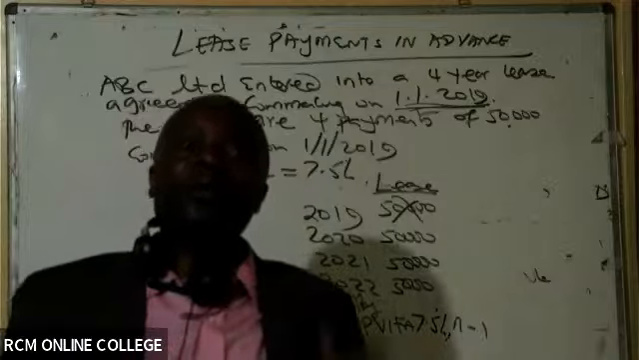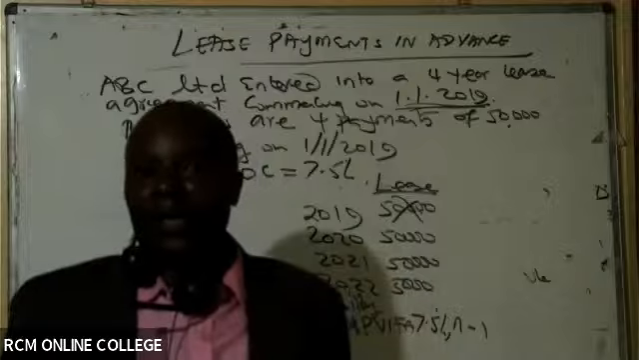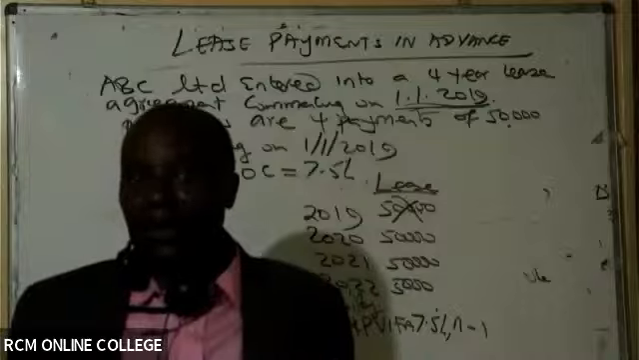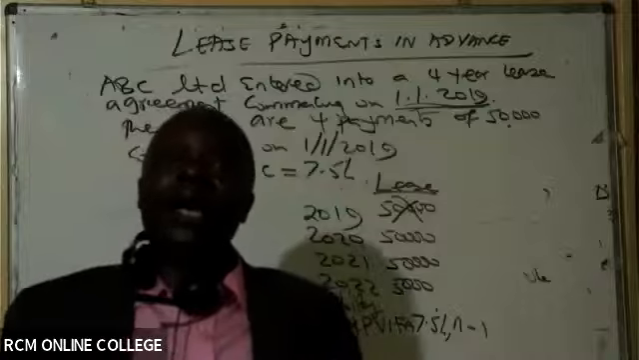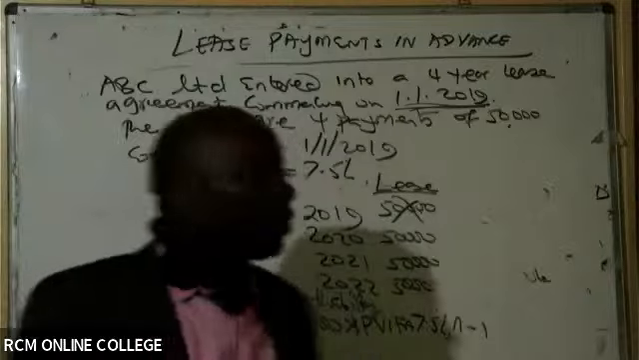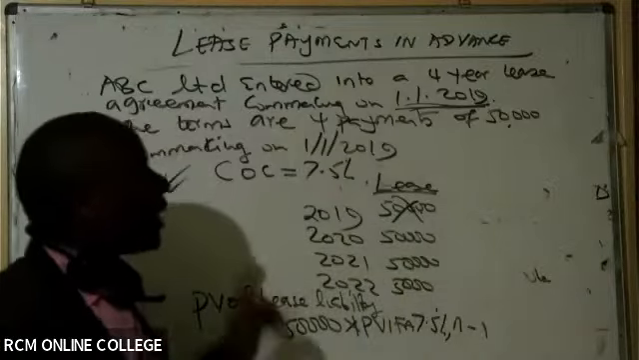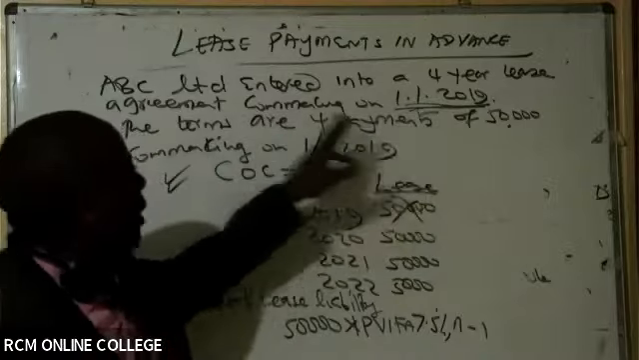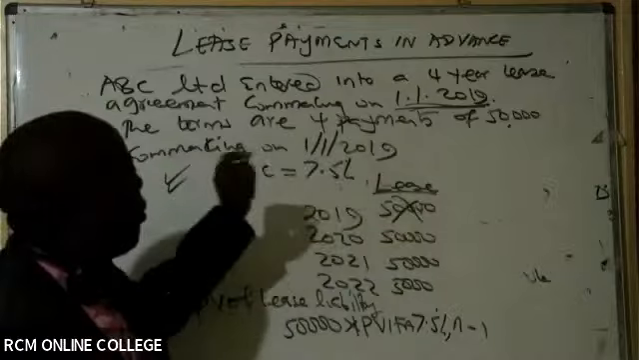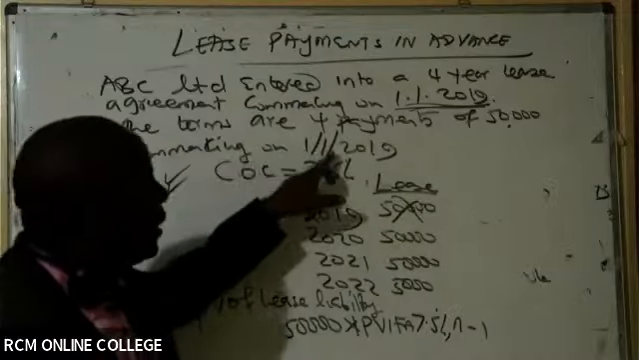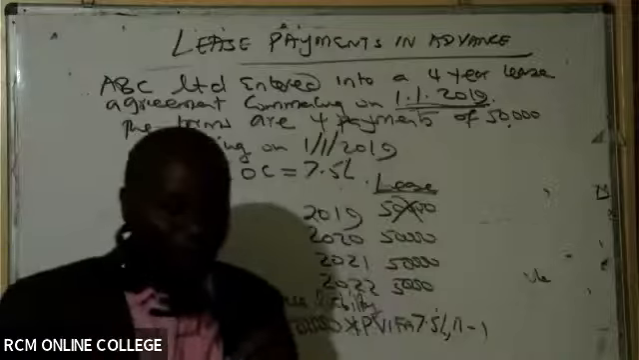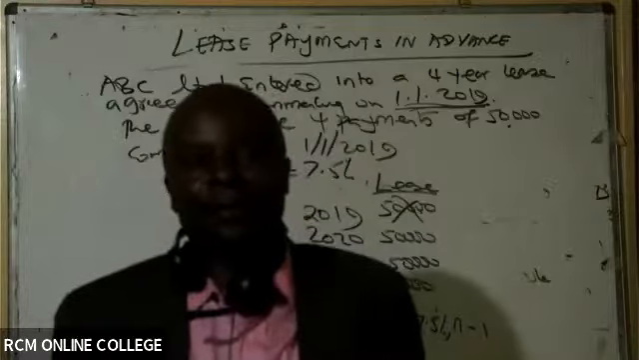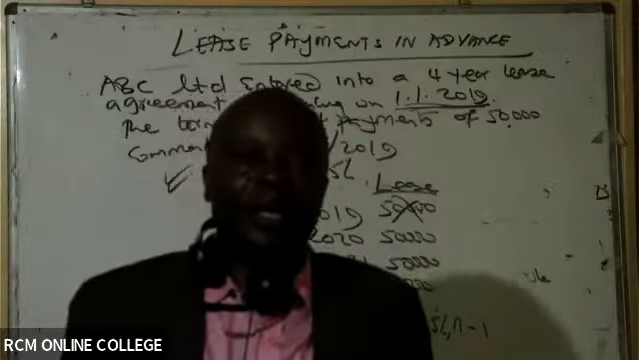But there are those situations where you have to pay first, and in this case you enjoy the services afterwards. That's a payment in advance. Most leases really are paid in advance. Like now here, we are going to commence the lease on 1st of January 2019, and you're told the terms are 4 payments of 50,000 commencing on this date. So we are paying the first installment on the commencement date. This is a lease being paid in advance.